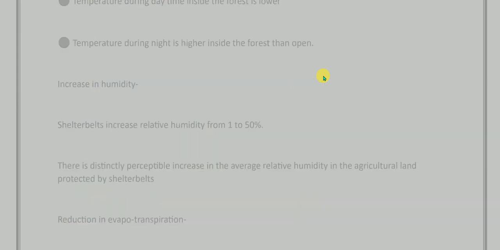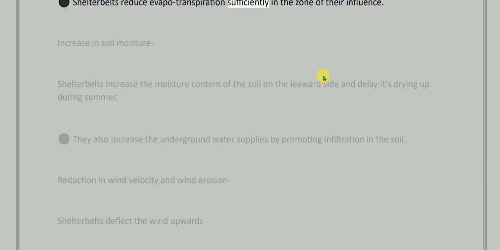Inside the forest the temperature is lower during the day, and during the night it is higher inside the forest than in the open. Increase in humidity: shelter belts increase relative humidity by 1 to 50%. There is a distinctly perceptible increase in the average relative humidity in agricultural land protected by shelter belts. Reduction in evapotranspiration: shelter belts reduce evapotranspiration sufficiently in the zone of their influence.